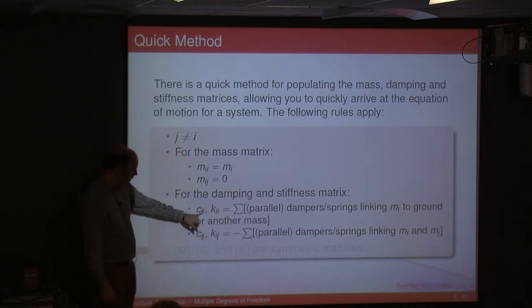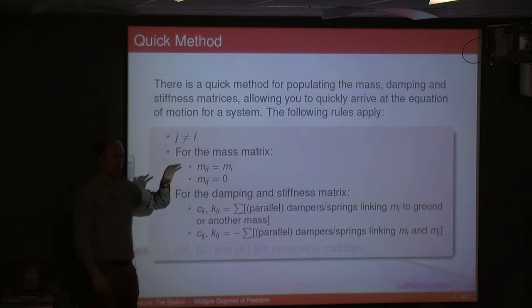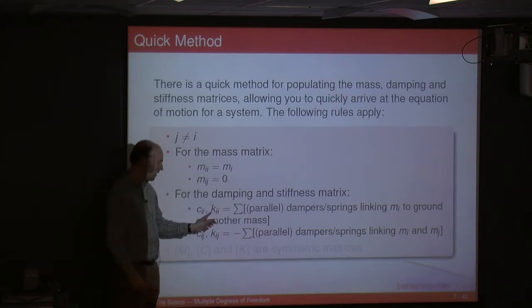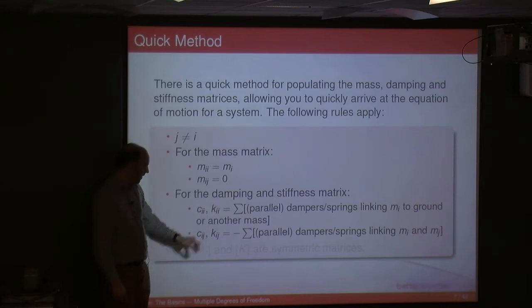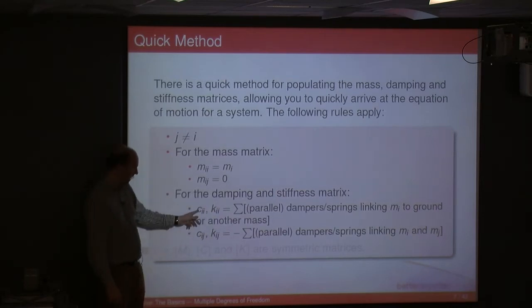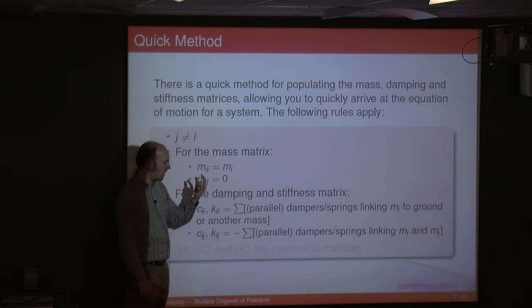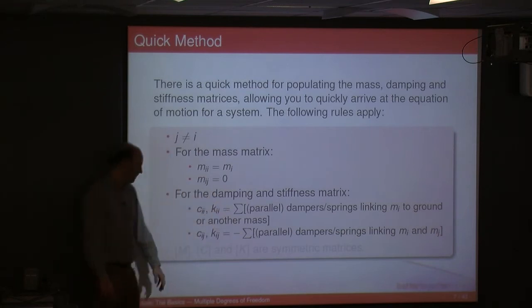So for C11 or K11, for K11 you take x1 and you look at all the springs that are connected to it and you just add them up, and that will be what's in the diagonal. For the first mass it will be K11 and the second mass will be K22. And the same for the dampers. So the sum of all the springs and dampers connecting the mass to either ground or to another mass.